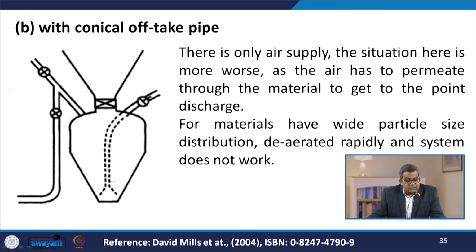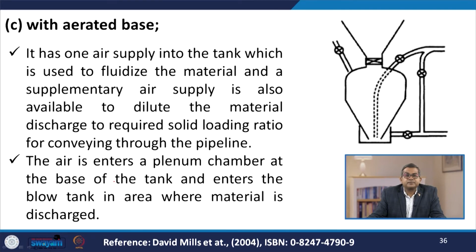Now, another is that with conical offtake pipe, there is only air supply. The situation here is worse as the air has to permeate through the material to get to the point of discharge. For materials that have wide particle size distribution, they re-aerate rapidly and the system does not work.